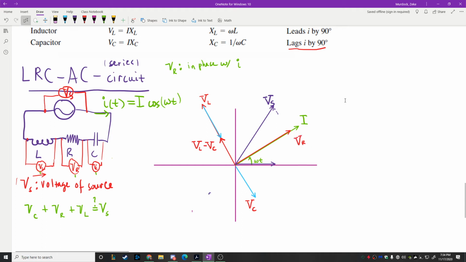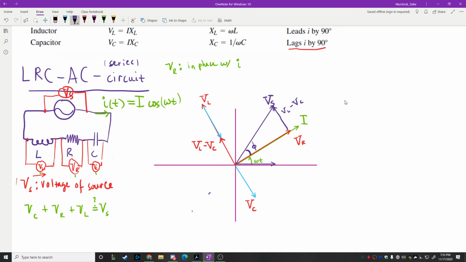Okay. So now this side over here has a length that's VL minus VC, and the side on the bottom is VR, and you have that side that is VS. We're going to define this angle right here on the inside and call it phi. Phi is going to be the phase difference between V source and VR.